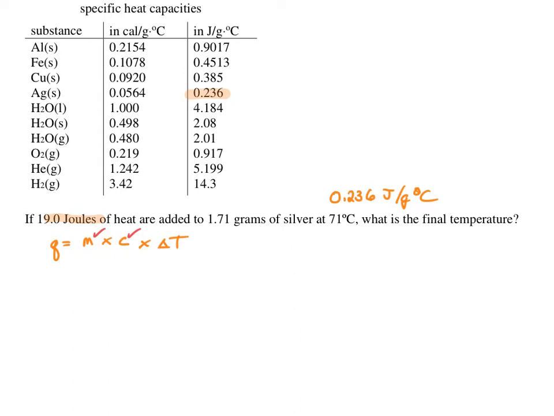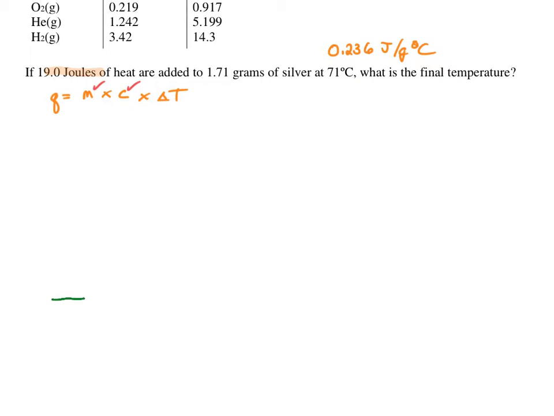our delta T. Okay, we're going to start at a temperature of 71 degrees C. We're adding heat to the system, so it's going to increase in temperature to some value TF. And our final temperature is going to be our initial temperature plus delta T. So we're going to solve this equation for delta T. And I didn't indicate it, but we are also given the value of heat.